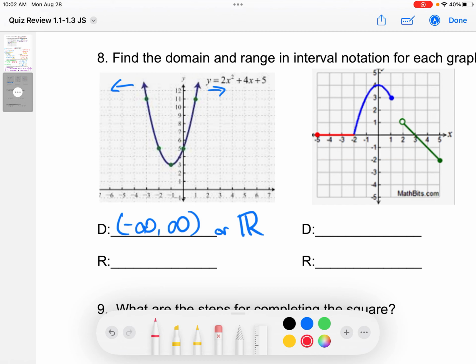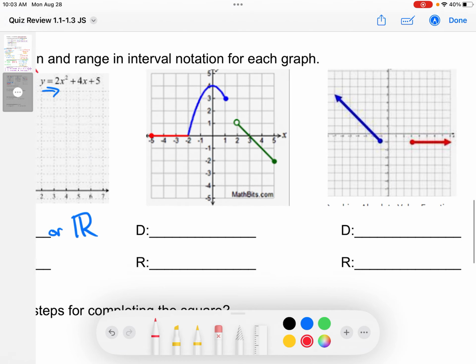For range, we look at bottom to top. This graph does have a bottom at 3. It does touch that 3, so it's a bracket 3, comma. We look at the top. These arrows are pointing up, up, up, up, up. So that goes to infinity. So bracket 3, comma, infinity, parentheses.